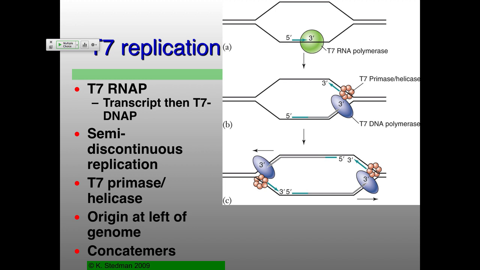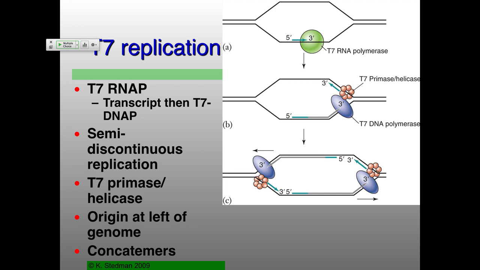The way that T7 deals with the ends of the genomes is it actually makes these concatemeric sequences. A concatemer is literally multiple copies of the genome hooked up right next to each other. So you have 1, 2, 3, 4, 5, et cetera, all lined up one next to each other.